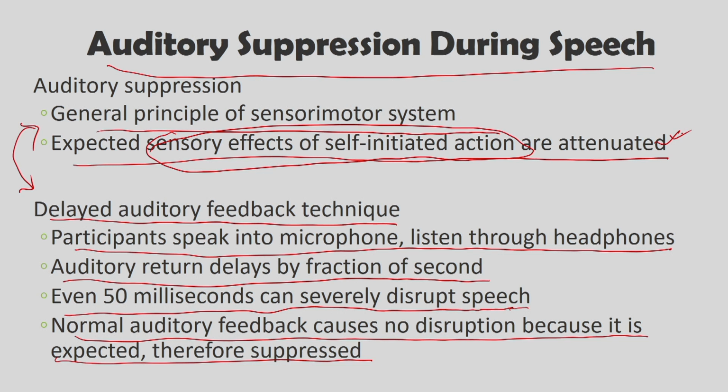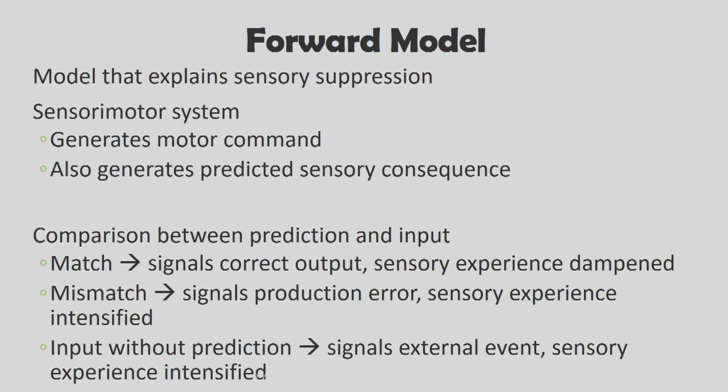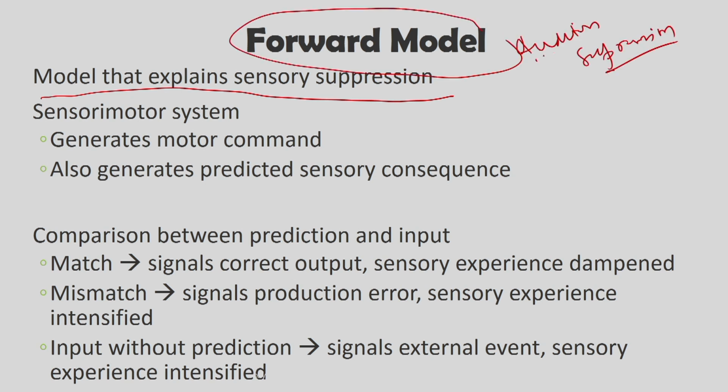This can be explained in terms of something called the feed forward model, which explains sensory suppression. When you hear your own voice, it is suppressed by the ear or the speech production system, and the results of that experiment can be explained by the feed forward model. It explains sensory suppression by proposing that each time the sensory motor system generates a motor command, it also generates a predicted sensory consequence.